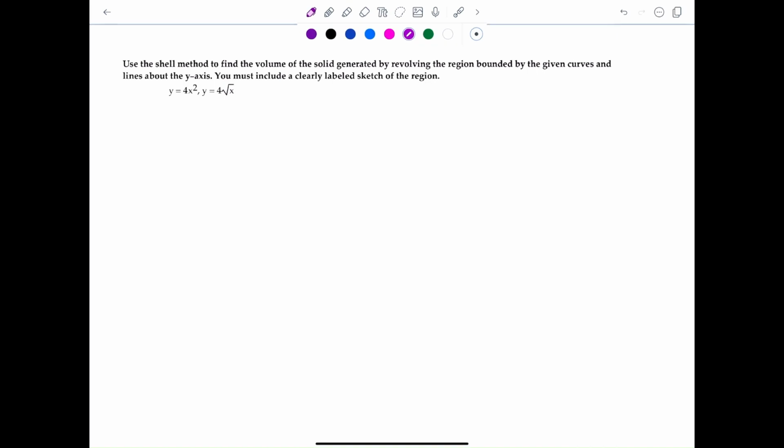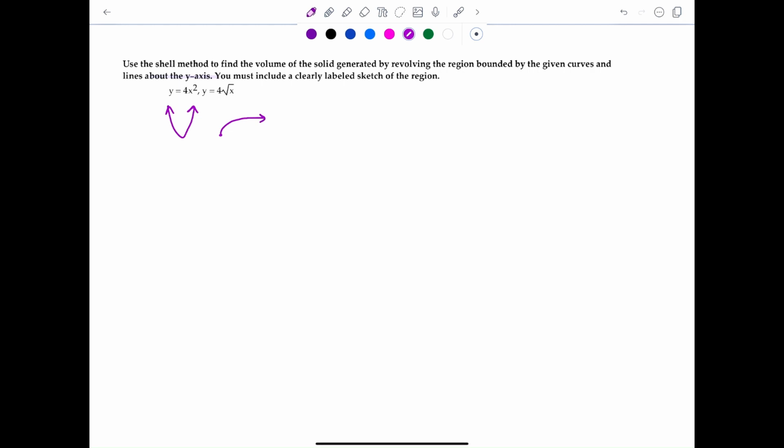So the next example says, use the shell method to find the volume of the solid generated by revolving the region bounded by the given curves and lines about the y-axis. So that's where we're spinning, about the y-axis. You must include a clearly labeled sketch of the region, amongst other things. Yes, of course. So we have y equals 4x squared and y equals 4 rad x. So you should just have a general idea. 4x squared, parabola opening upward. 4 rad x is just square root function stretched.